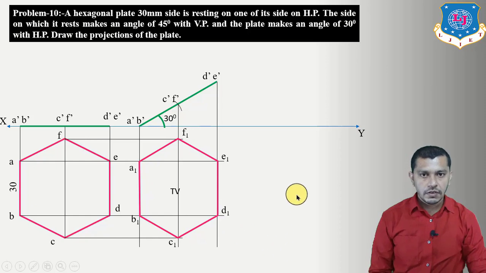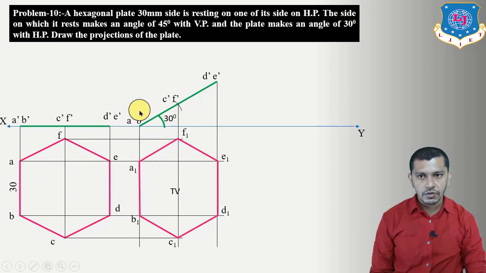Now we have to derive the third stage, and in the third stage we will derive the condition with the vertical plane. So what is the given condition with the vertical plane? The side on which it rests makes an angle of 45 degree to VP. On which side is the hexagon plate resting? Yes, it is resting on side AB on the horizontal plane, because right now the elevation of side AB is on the XY reference line. So the side AB will remain on the HP.